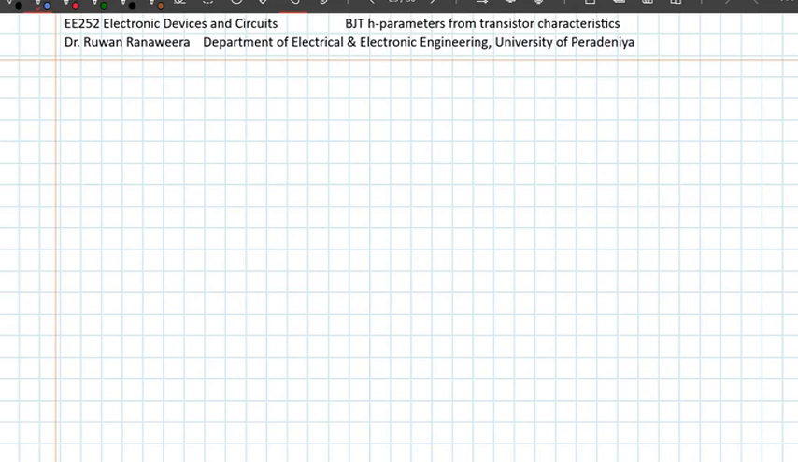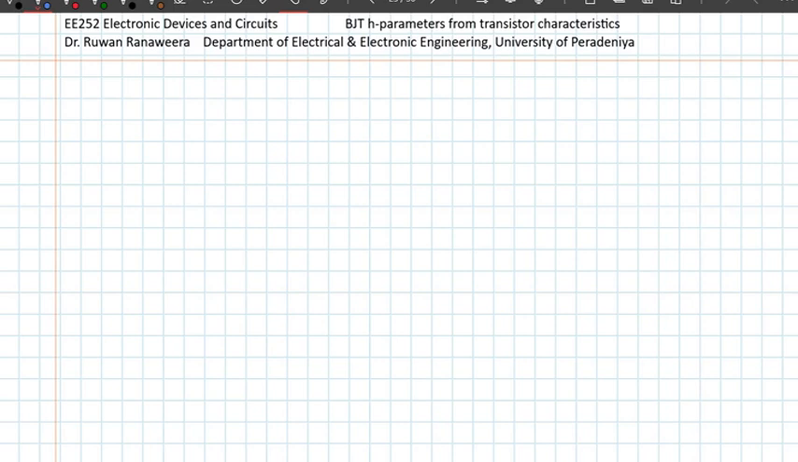Today we are going to talk about BJT H parameters obtained from transistor characteristics. If you can remember, the output characteristics of a BJT transistor are basically a functional relationship between the output current IC and output voltage VCE, with input current IB as the parameter. So that's why you had multiple curves for different IB values.